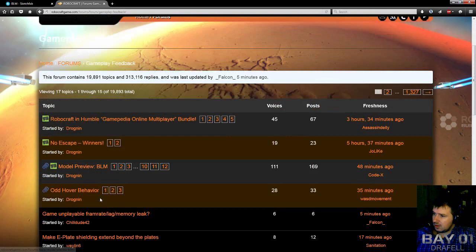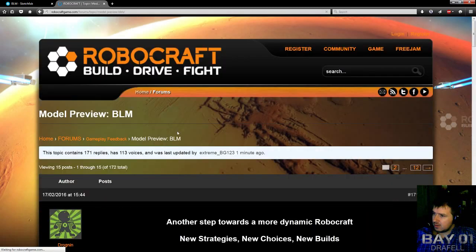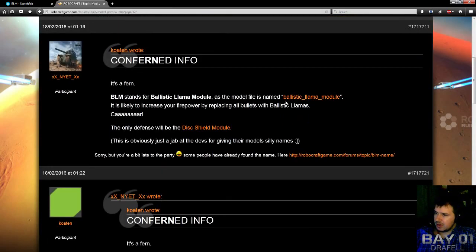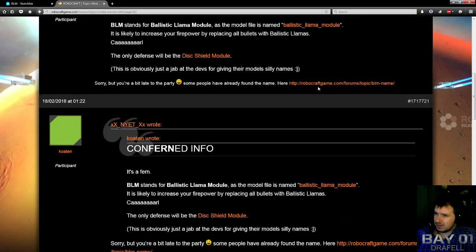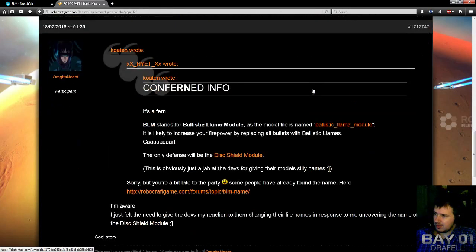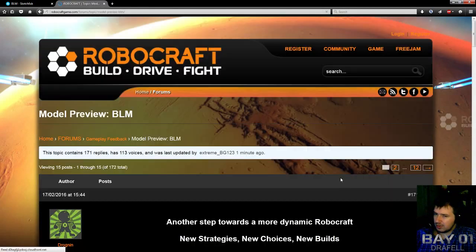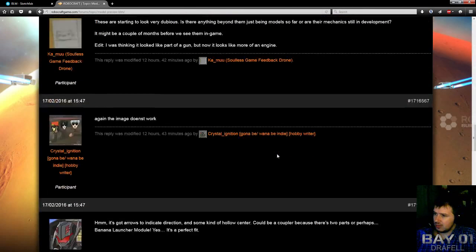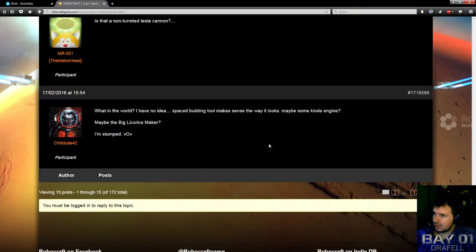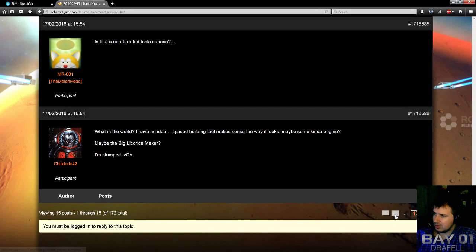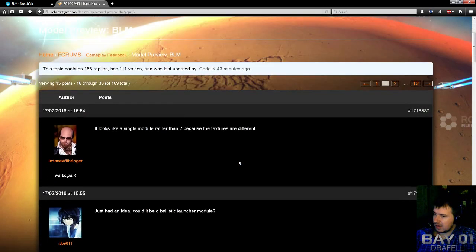So the main contender is people seem to think it's some kind of linkage module. Yeah, ballistic llama module is what the model file was named, so that's interesting. But yeah, so people are seeming to think it's some kind of linkage type module. Now, there's been some developers that have posted, or mods that have actually had access to this one.